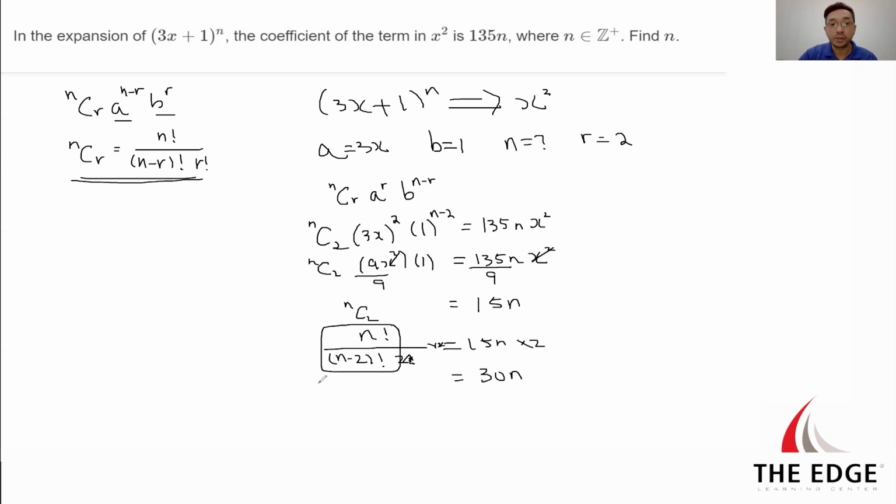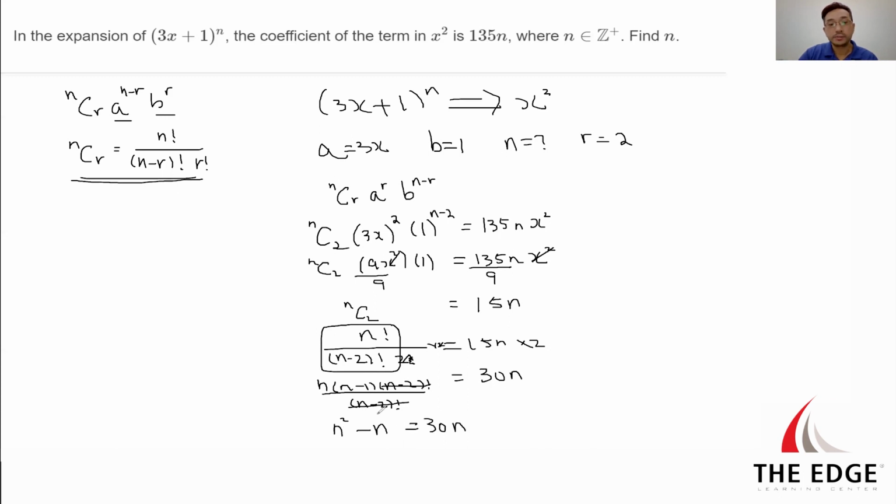I'm going to think about n factorial as first n, and then the next smaller down, which is n minus 1, and then the next smaller number down, which is n minus 2. But we're going to stop there because you will see that I also have an (n minus 2) factorial on the bottom that we can use now to cancel out the whole thing. So what we're really left with in this case is n times (n minus 1) equals 30n. So let's expand that. What we'll get now is n squared minus n equals 30n.